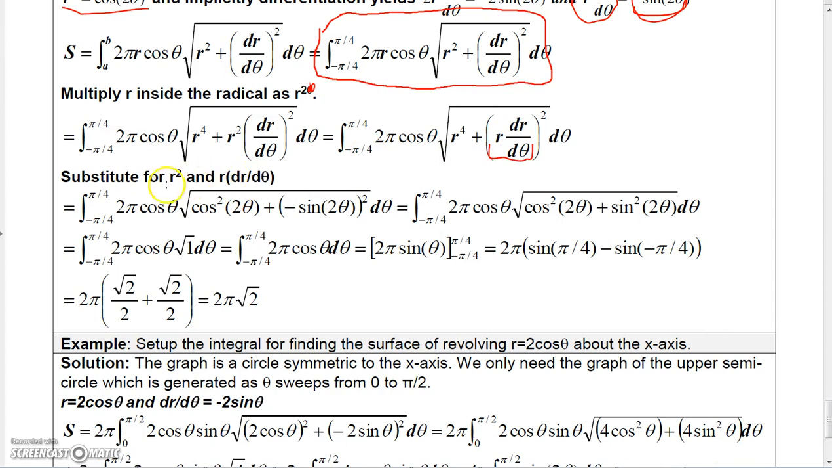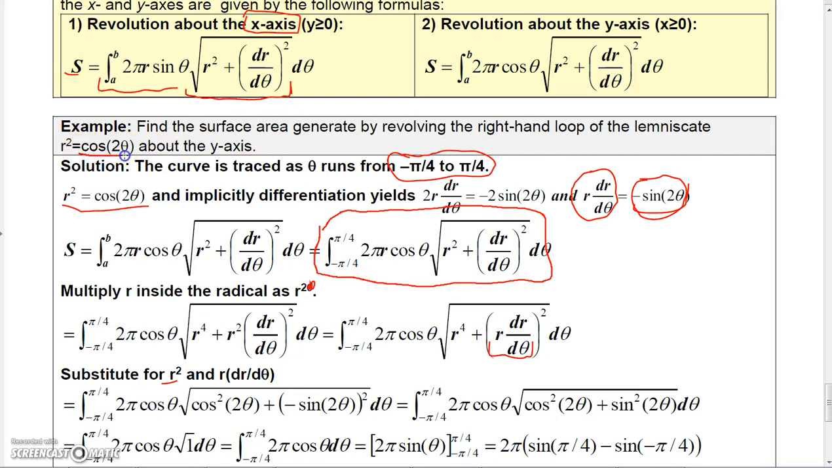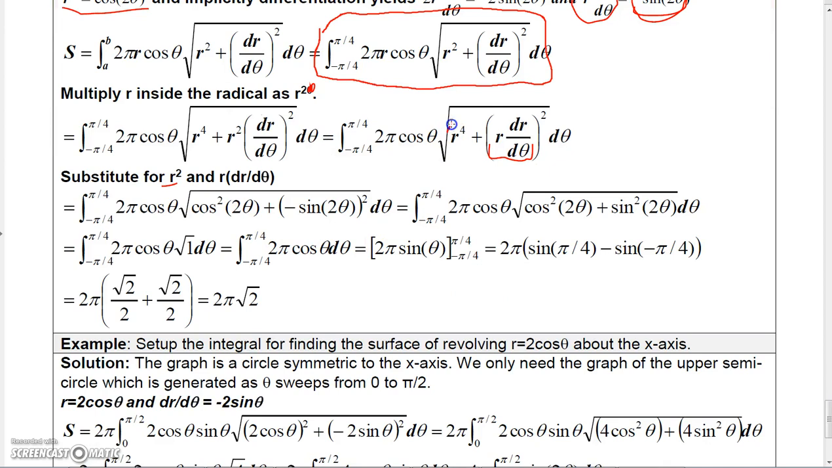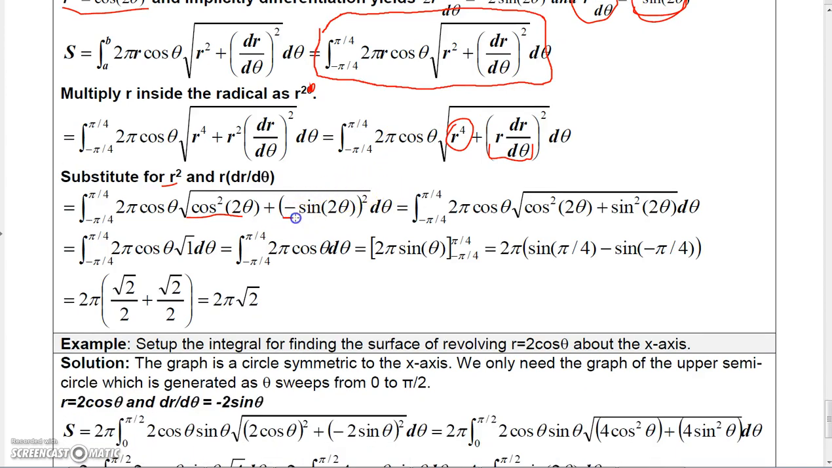Okay, so let's substitute for r squared. Now remember, we know r squared is cosine 2 theta. So r to the 4th would be that squared, so that's going to be cosine squared 2 theta. And remember, we know r dr over d theta is just minus sine 2 theta. So we substitute that in and we get minus sine 2 theta quantity squared. So now we have cosine squared 2 theta plus sine squared of 2 theta in the radical.